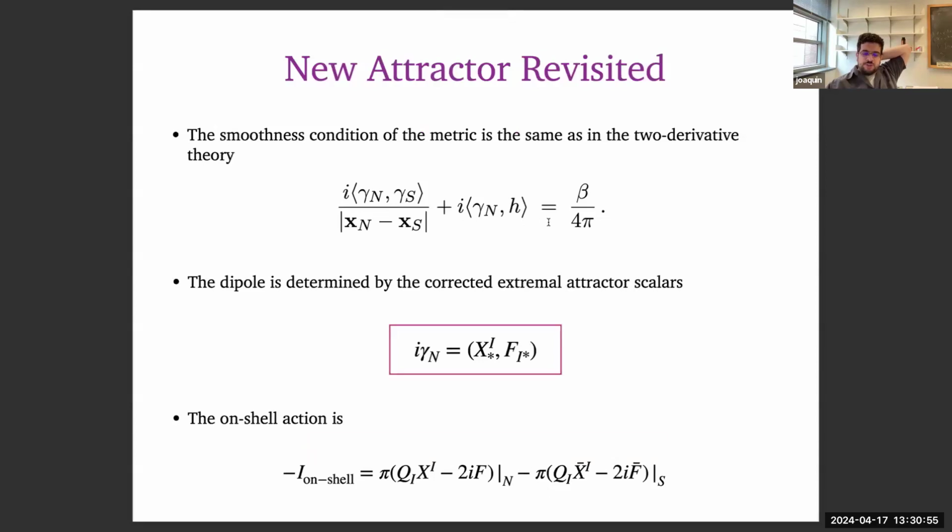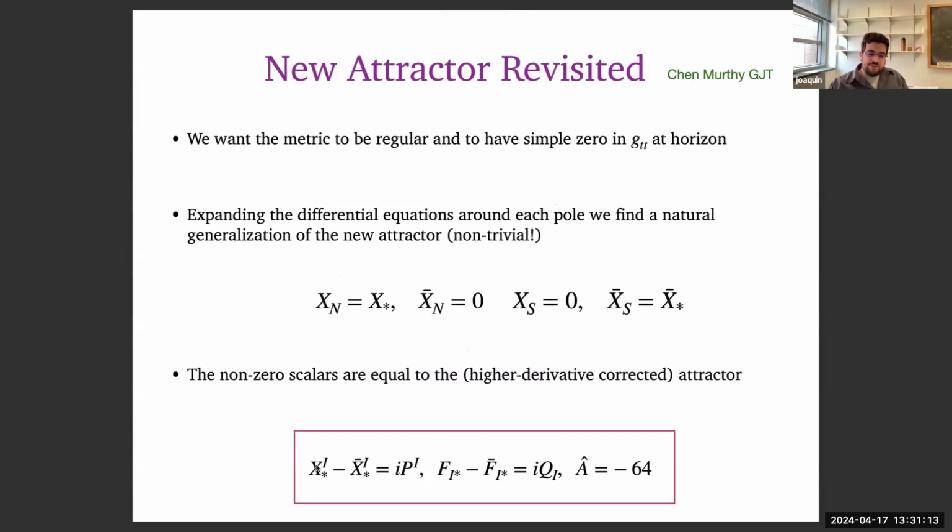And finally, the smoothness condition is unchanged, and also the dipole moment equation is unchanged. So most of the equations I showed you before at the two derivative level are not modified when you write them in terms of the attractor value. The thing that is modified is how the attractor value depends on the charge shift, because now the prepotential is different. But once you found the attractor value, then you can apply it in the same equations as the two derivative theory, and you will find a solution that is valid for higher derivatives.